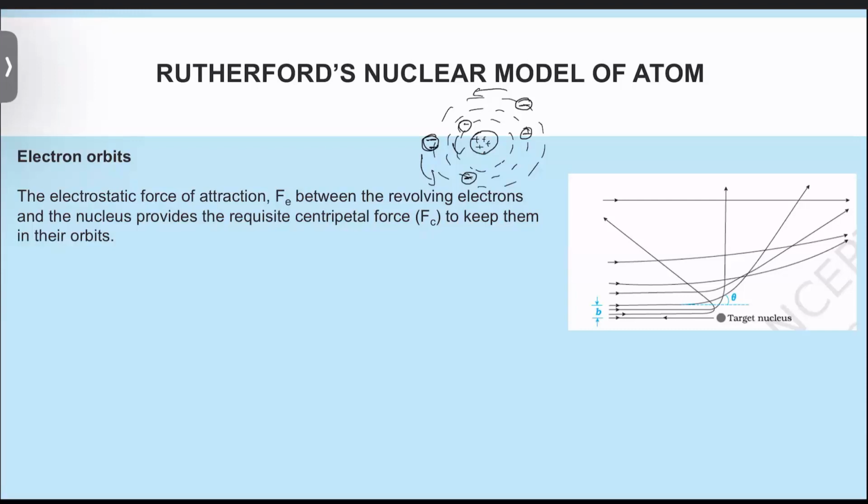to keep them in these stable orbits. Okay, so we are going to consider a hydrogen atom. For that, as we said, the force of electrostatic attraction has to be equal to the centripetal force. So that gives us 1 by 4 pi epsilon 0, e square, because we are considering the charge, e square by r squared, equals m v square by r.